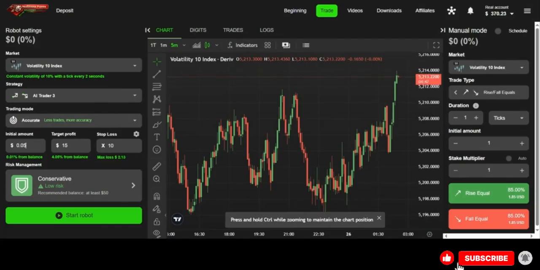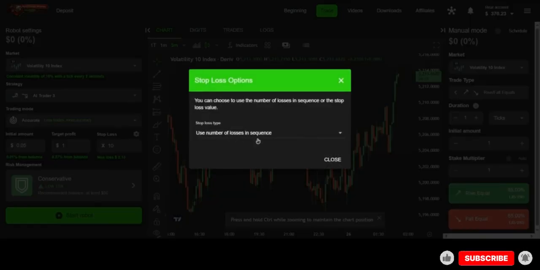0.05, okay? And say your account is $10 and you are targeting $1. Okay, your target is $1 and your risk is $2. Because we are still using number of loss in a sequence. That's what we're still using here.